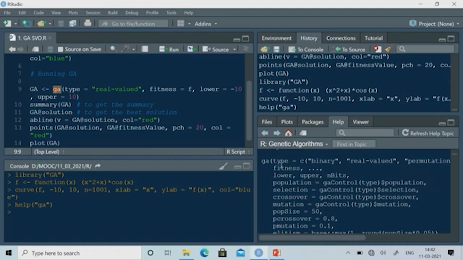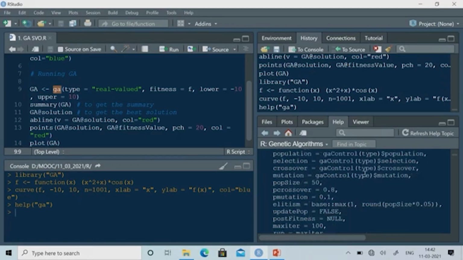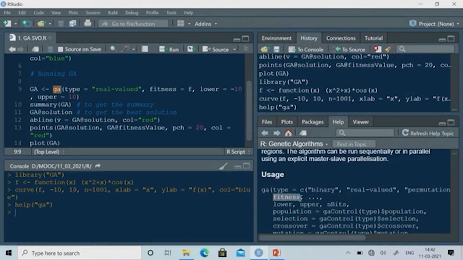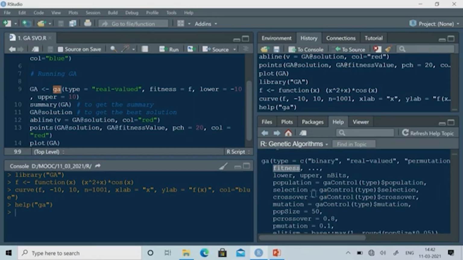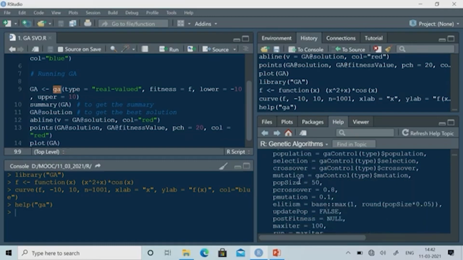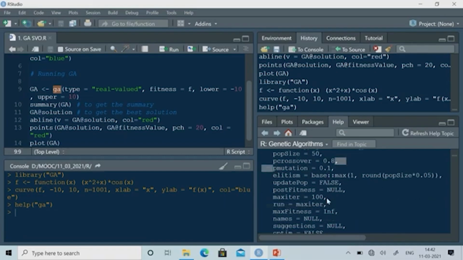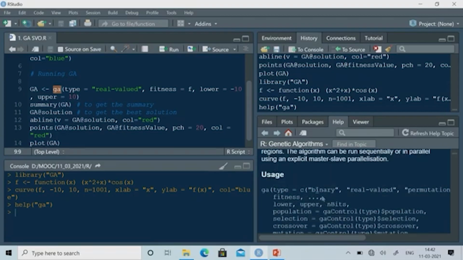What you have to do is define some parameters here. You have to define whether you want to use binary coded or real coded, and similarly some control parameters. Then you have to define the fitness function. In this case the fitness function is my f. Then you can define the other parameters: population size, crossover probability, mutation probability, elitism. Anyway, if you are not defining them, then the default values will be taken.